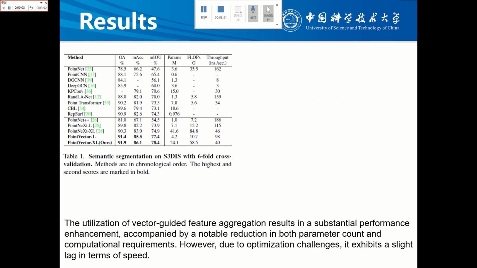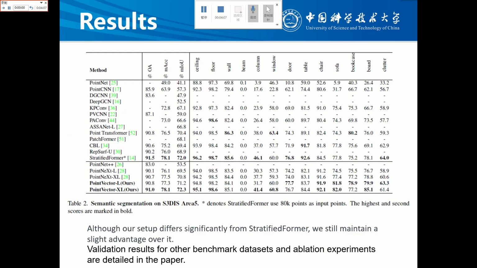The utilization of vector-guided feature aggregation results in a substantial performance enhancement, accompanied by a notable reduction in both parameter count and computational requirements. However, due to optimization challenges, it exhibits a slight lag in terms of speed. Although our setup differs significantly from stratified former, we still maintain a slight advantage over it. Validation results for other benchmark datasets and ablation experiments are detailed in the paper.